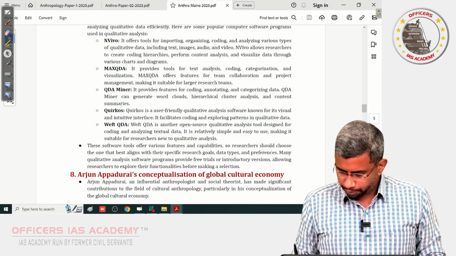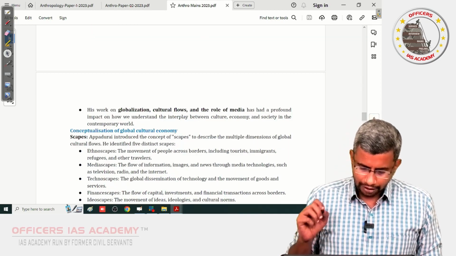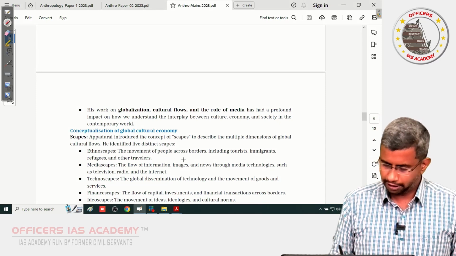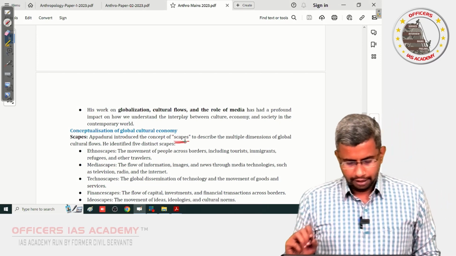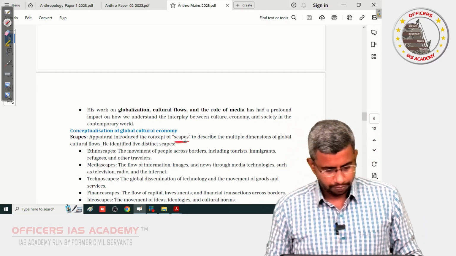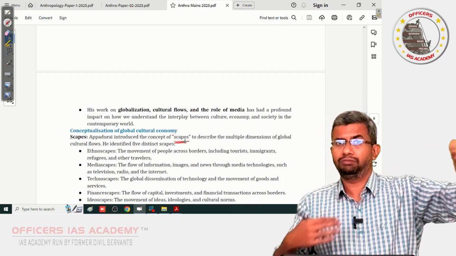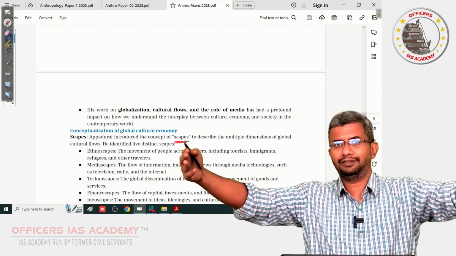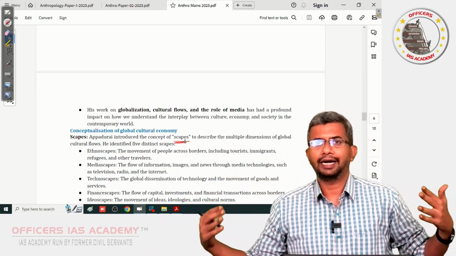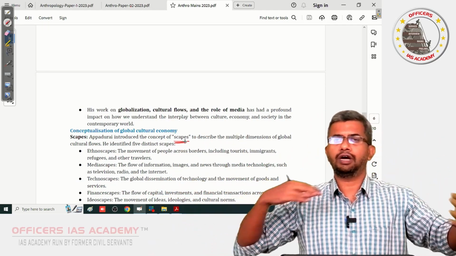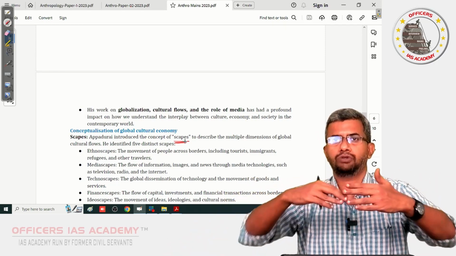Arjun Appadurai's contribution, his most important contribution is that of scapes. He identified 5 different scapes, right, to describe cultural flow, flowing from one place to another. World is connected and cultural factors flow from one location to another. That cultural flow is called as scapes.